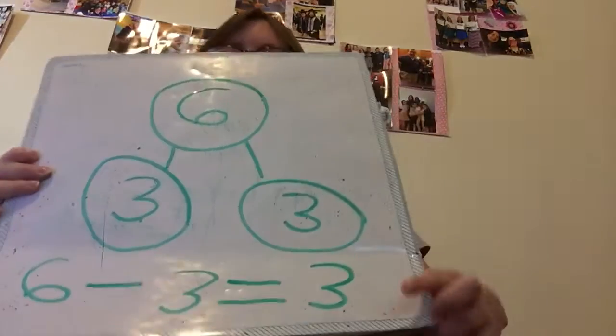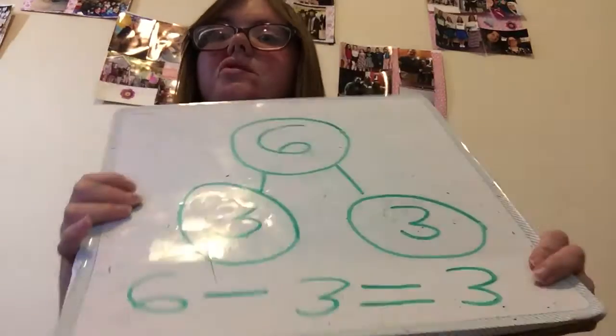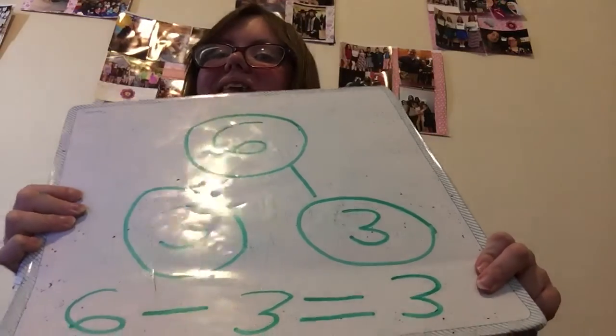Show me 6 fingers. Now we're going to take away 3 of them. That means that we are going to put 3 fingers down. Let's count together. 1, 2, 3. How many fingers left? That's right, 3. 1, 2, 3. Is that the same as this number right here? It is, you're right. So you just wrote a subtraction sentence.